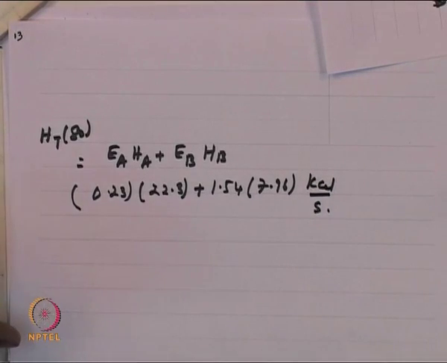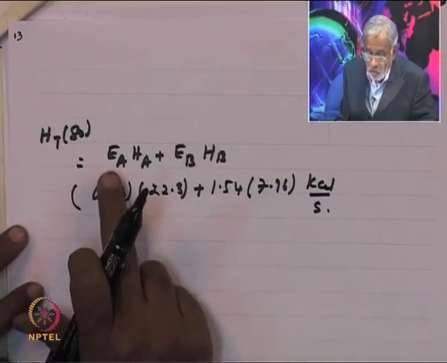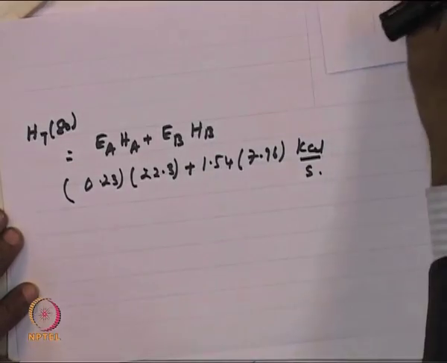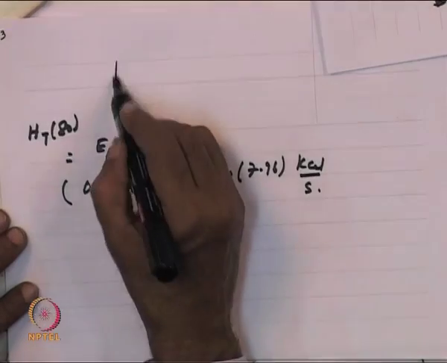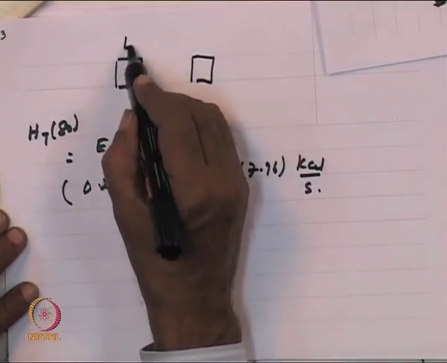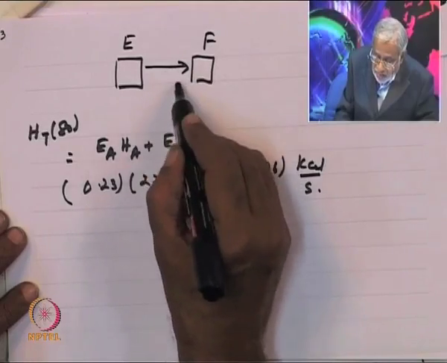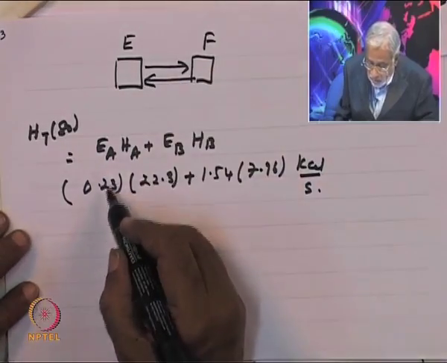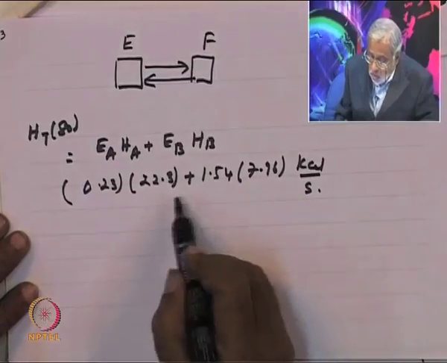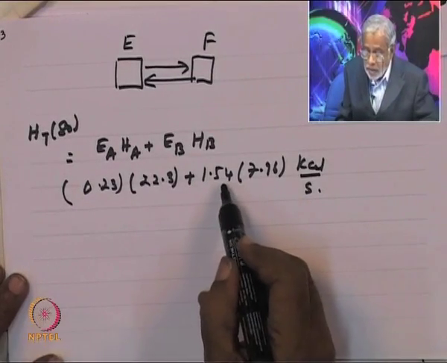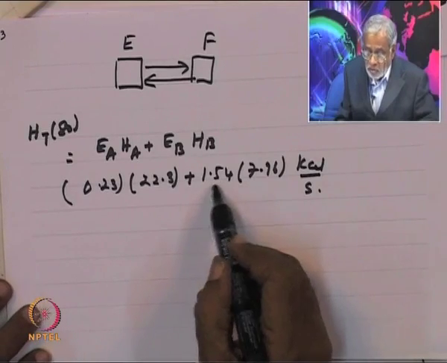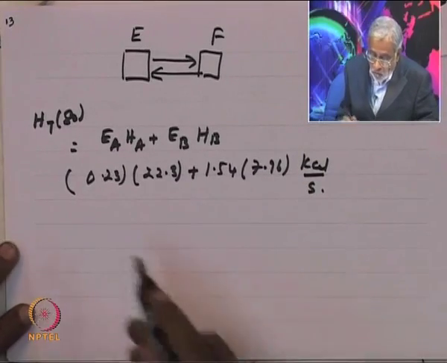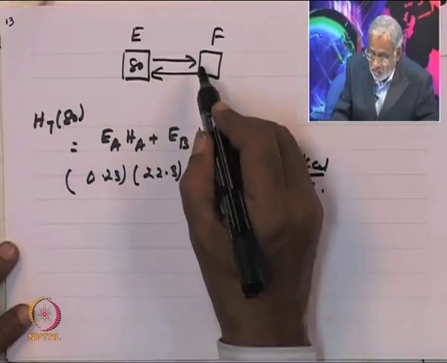Is this clear? What we are saying is, we know the molar flows. Our system, please do not forget our system. Let me draw it once again. This is E and this is F. This is going like this, this is coming like this. This stream EA is 0.23 and EB is 1.54. So, if you divide this by 2, it is 0.77, and 0.77 plus 0.23 is 1. So, it sort of satisfies the material balance. Okay. So, this is as far as the 80 degrees stream is concerned, this is 20.